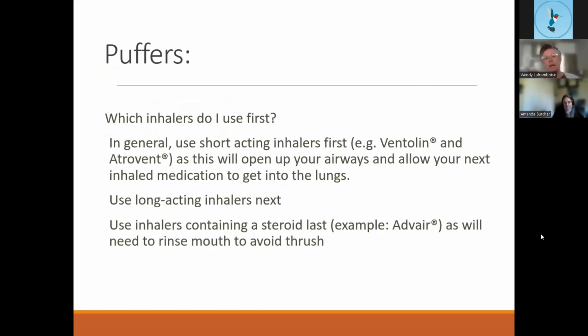Sometimes patients will ask, which inhaler do I use first? The literature says, in general, use your short-acting inhaler first if they're taking Ventolin or Atrovent. This will open up the airways and allow your next inhaled medication to get into the lungs. Then use the long-acting inhalers next, and finish off with the steroid inhaler, because the patient will need to rinse their mouth to avoid thrush.